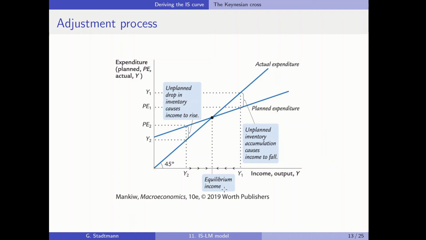Hence, we have talked here about the adjustment process. What happens if we are not starting in the equilibrium? What is the adjustment process? Why is this equilibrium stable?